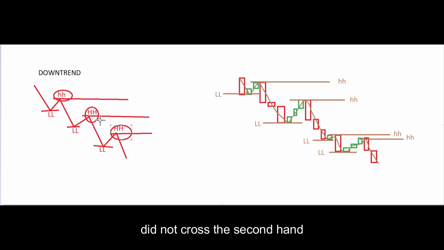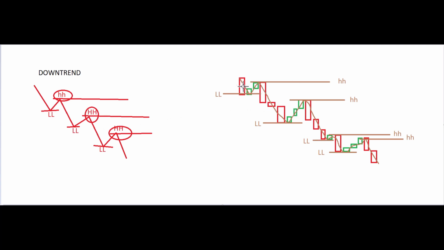The third higher high did not cross the second higher high. So as long as the downtrend is going on, the market will create a new higher high lower than the first one. This is how it is. So for better understanding, I have created a downtrend.